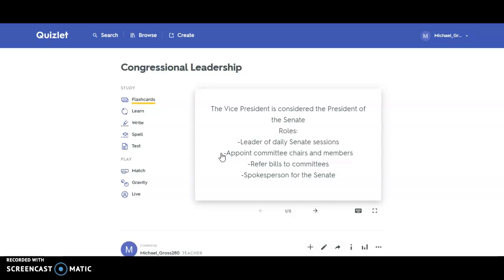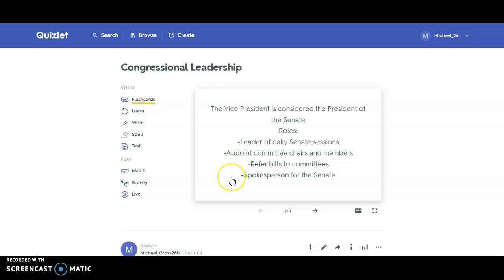He appoints committee chairs and members. And committee chairs are people that lead small groups in Congress. So there might be a committee on education, there might be a committee for agriculture. So he would put people in charge of those smaller groups and then assign members to those groups as well. The president of the Senate also refers bills to committees. So anytime a new bill is written, they take a look at it and send it to the appropriate committee. So if an education bill comes in, the president of the Senate would take that bill and send it to the education committee.